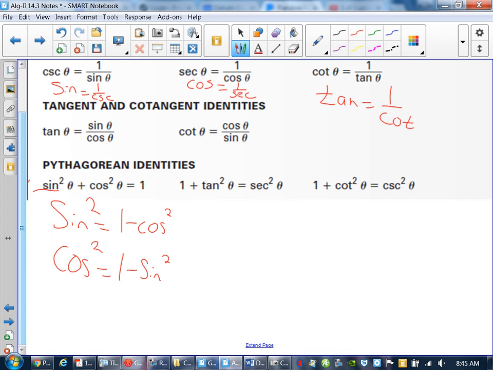So if I wanted to get tangent squared by itself, what would I do with the 1? Subtract it. So I can say that tangent squared could also be secant squared minus 1. And then same deal here with cotangent. You can say cotangent squared is cosecant squared minus 1.